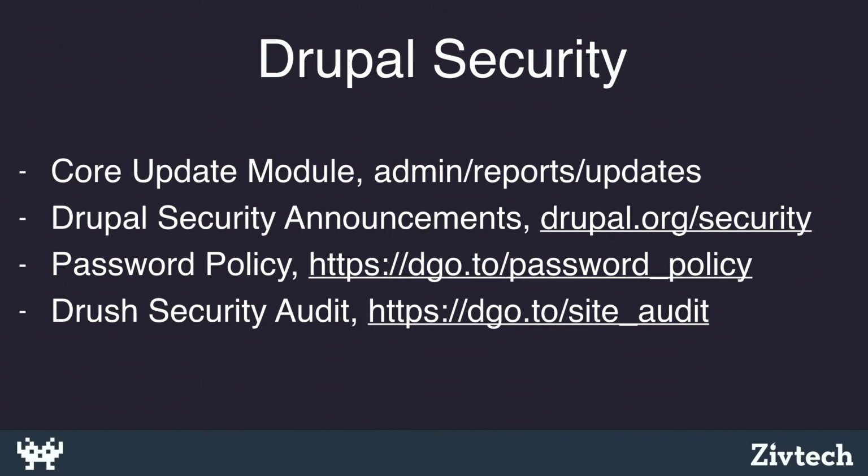So next we need to look at Drupal security. The easiest way to be ahead of this is to enable the core update module if you don't have it enabled. If you do have it enabled, you can check these at admin/report/updates on your site. And this will give you a little overview of where your security is right now on your site. You may need to update core or a module.